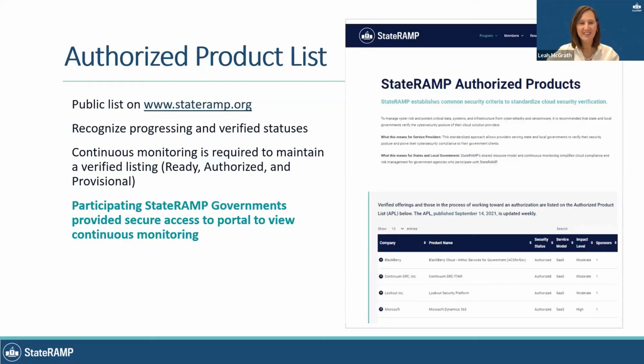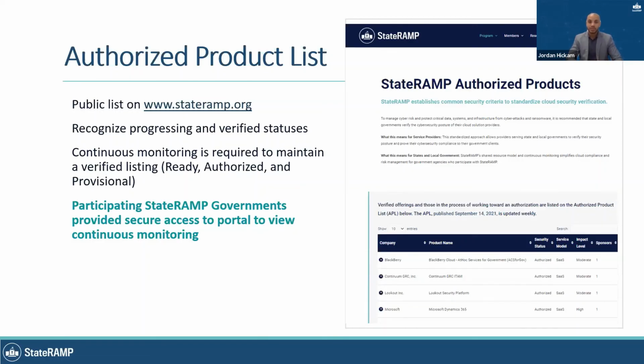Whatever path you take, right? The standard process or the fast track process, when you're going for verified, this is where you end up. Tell us about it. Yeah, so our authorized product list, you can find this on stateramp.org. And what this does is it recognizes both the progressing and verified statuses. So you'll see at the top there, the verified statuses, those are the organizations and products that have actually made it through and become StateRAMP authorized or ready. And you can see their information, drop down the tab, you'll see the 3PAO they use, their sponsors, so you can get a better sense of that.